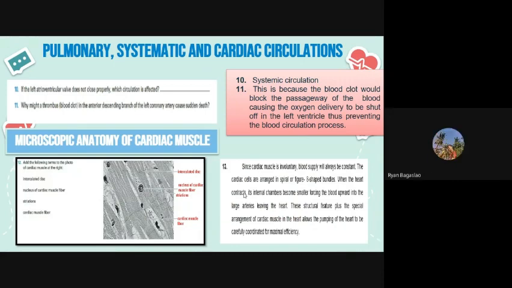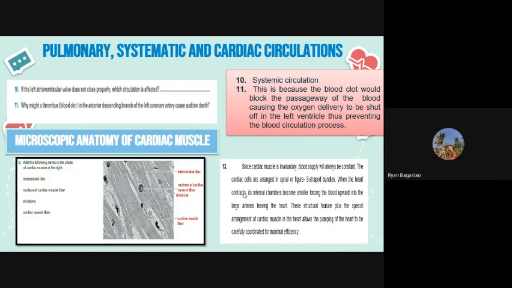So for number 11, why might a thrombus, or blood clot, in the anterior descending branch of the left coronary artery cause sudden death? This is because the blood clot would block the passageway of the blood, causing the oxygen delivery to be shut off in the left ventricle, thus preventing the blood circulation process.